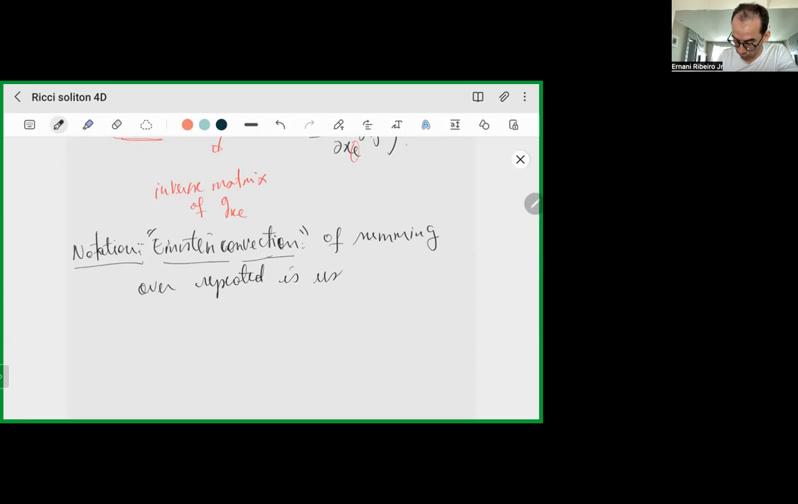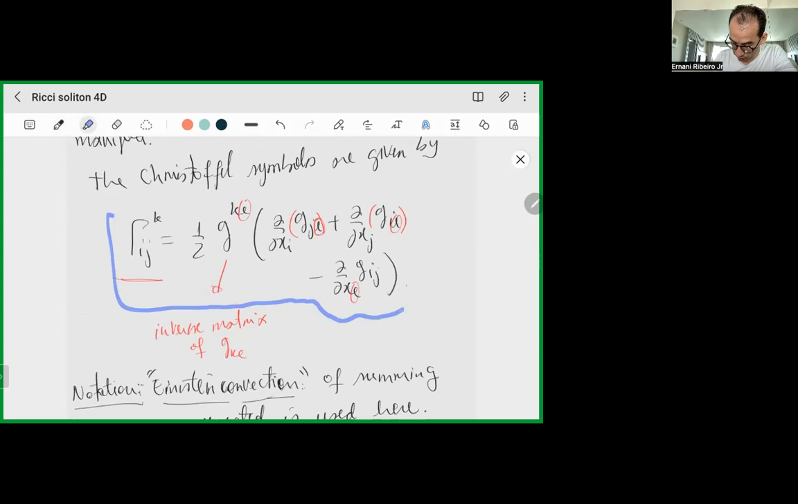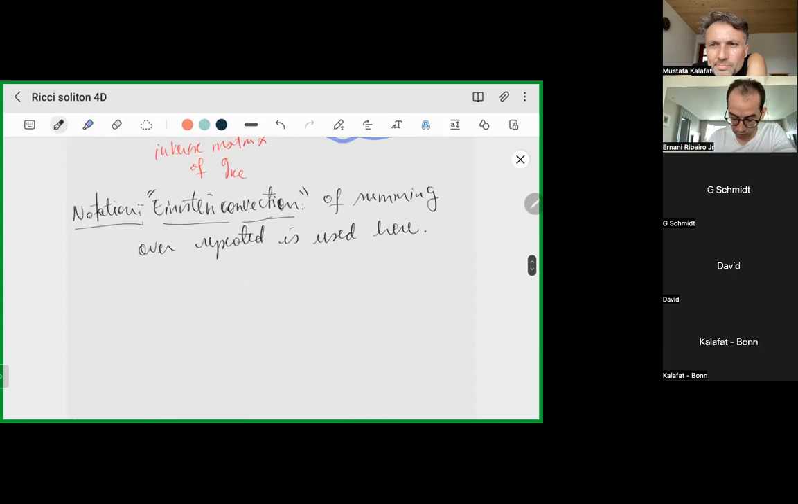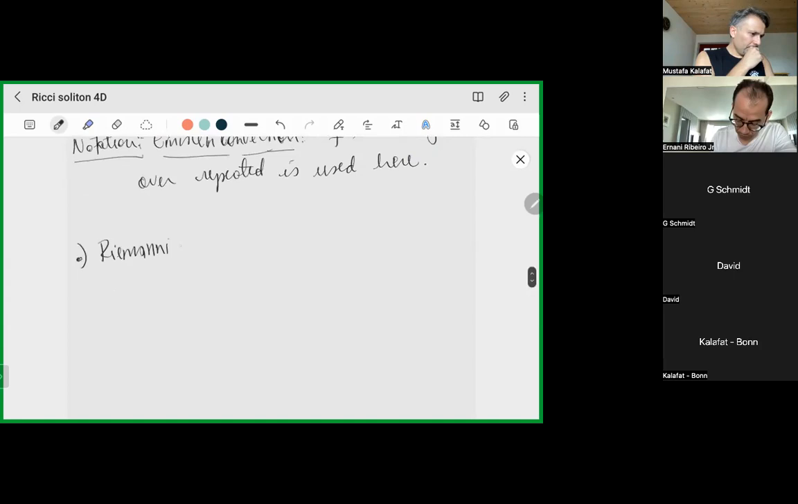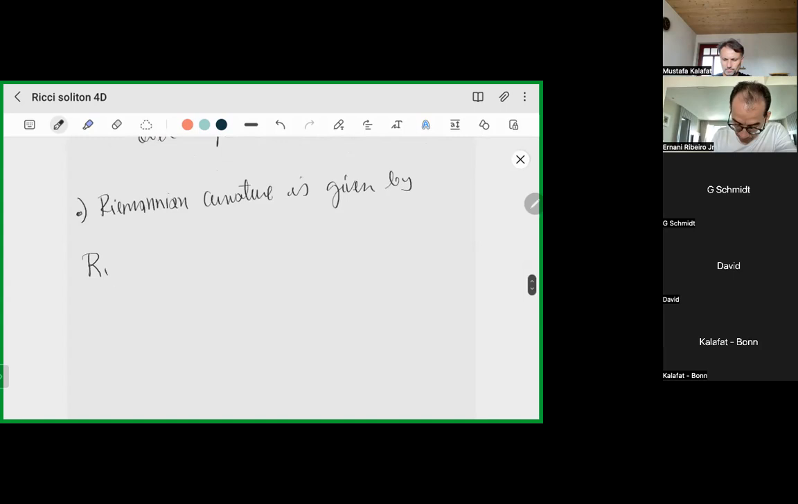Let's use it here. Okay. So with this notation, we are able to write the Riemann curvature. The Riemann curvature with this notation is given by R_ijk^l. It can be written R_ijl^k if you want.